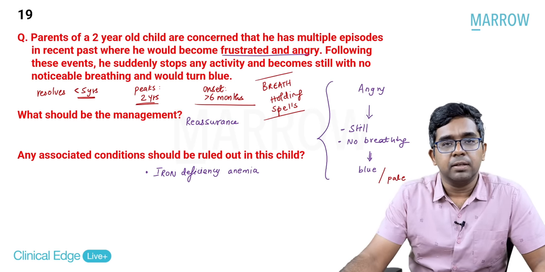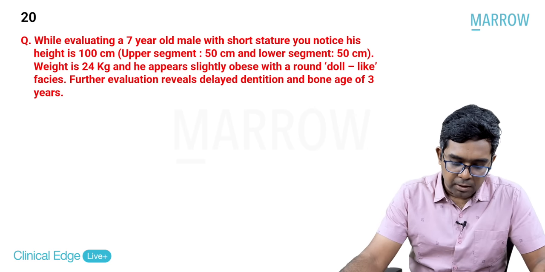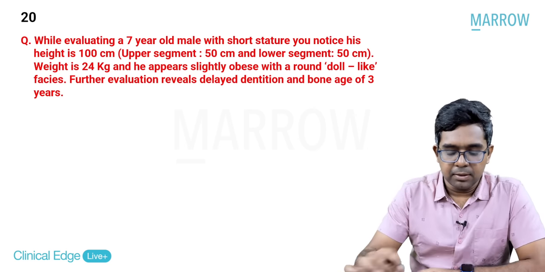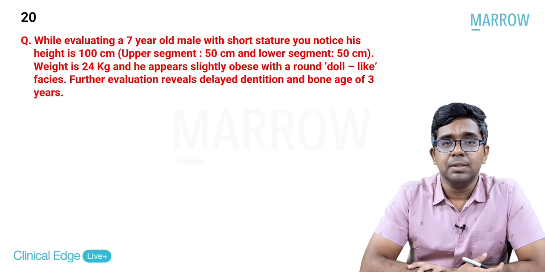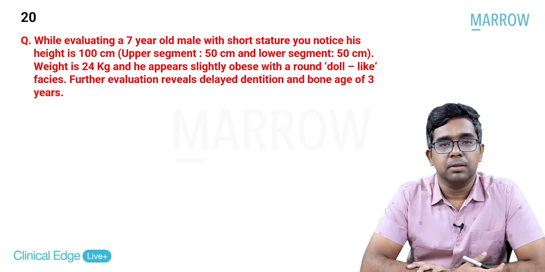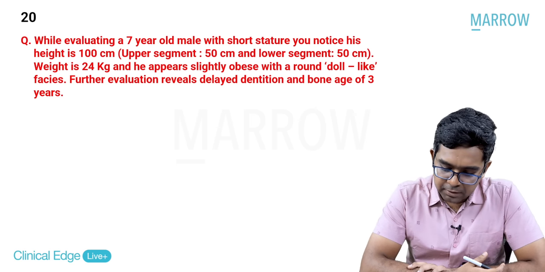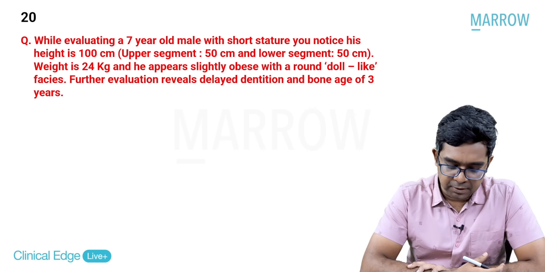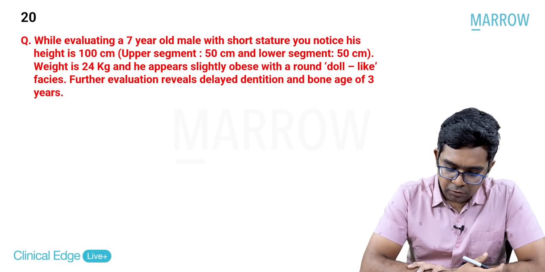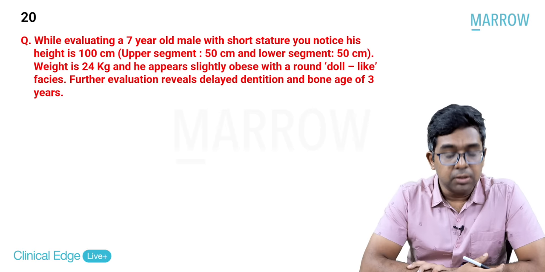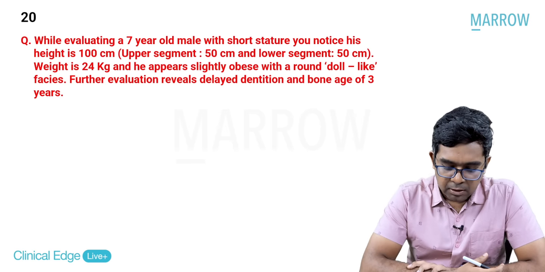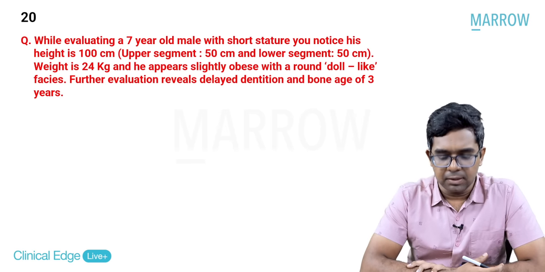Moving on to clinical vignette number 20. You are evaluating a 7-year-old male who is having short stature and you notice that the height is 100 centimeters, upper segment of 50 centimeters and lower segment of 50 centimeters. The weight is 24 kilograms and he appears slightly obese with a round doll-like facial appearance. Further evaluation reveals delayed dentition and a bone age of 3 years.